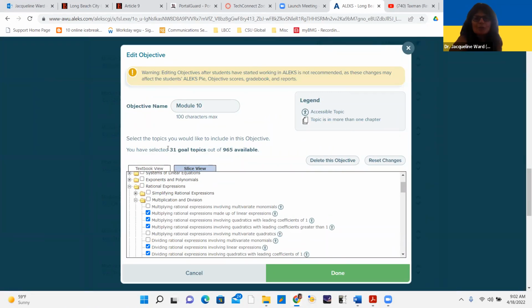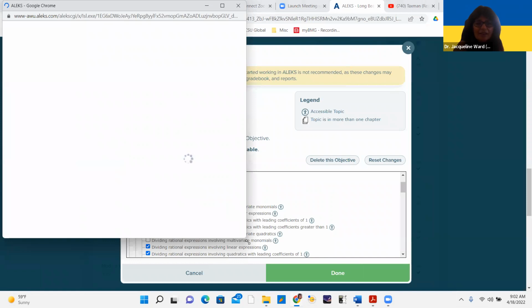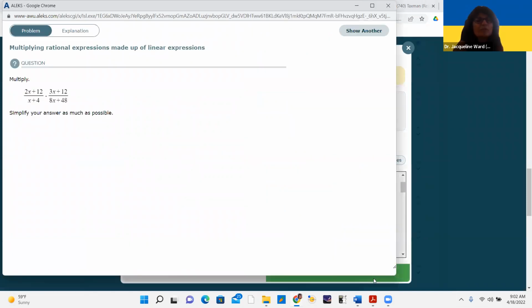So in this module, we have 31 goal topics about standard. And we've been looking at rational expressions. And last time we simplified, now we're going to be multiplying. And again, these all operate the exact same way as fractions. So just like when you multiply two fractions, you're going to multiply straight across on the top and the bottom.